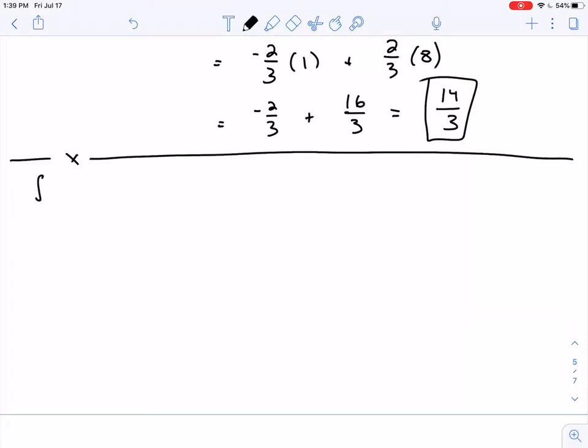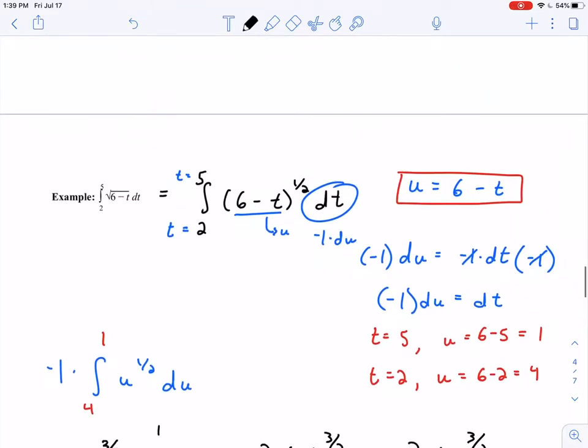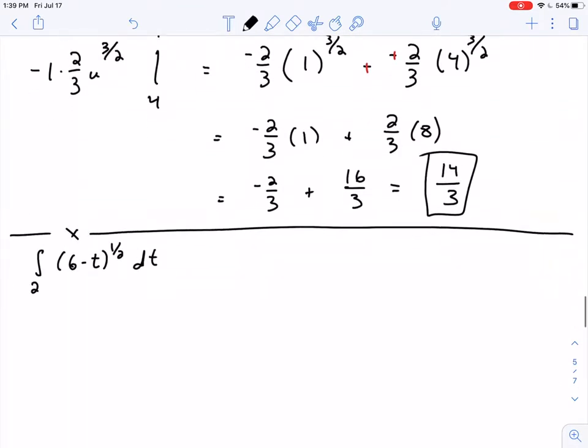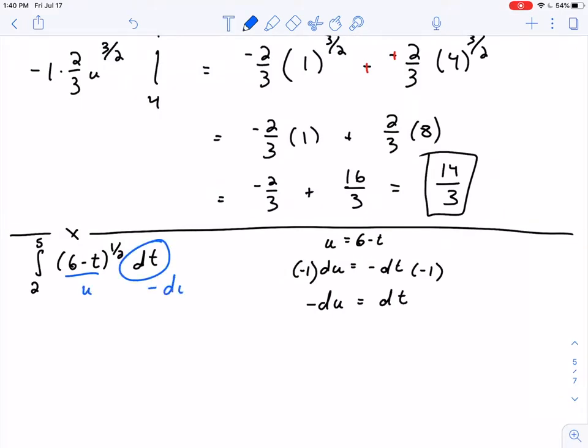So we said, okay, we were integrating 6 minus t to the 1/2 dt from 2 to 5. The beginning part of this problem is going to be almost identical. So you're still going to pick u equals 6 minus t. You're still going to say du is equal to -dt. And we say, okay, we got to get rid of that -1, so we'll multiply both sides by that. Negative du is equal to positive dt. So then we say, okay, this piece right here, that's my u, and this piece right here, that's negative du. All of that is exactly what we did in the first part.